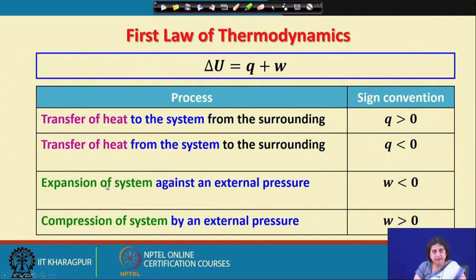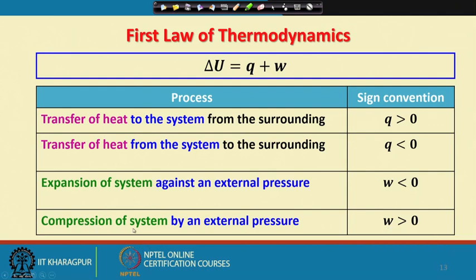So, Q will be assigned a negative value. Similarly, if the system expands, it uses up its internal energy to do work against an external pressure. So, W, the work done by the system, decreases U and it is less than 0. And similarly, compression of the system by an external pressure would be associated with an increase in internal energy and W is greater than 0.